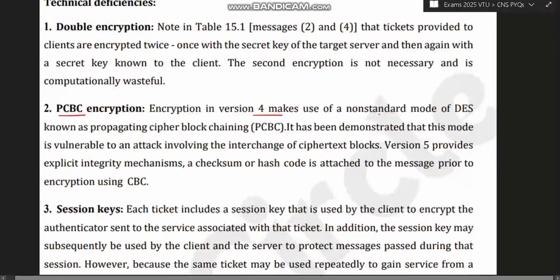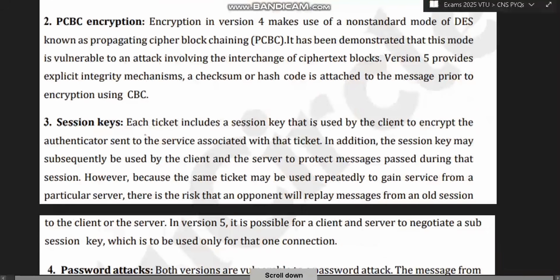PCBC encryption. Encryption in version 4 makes use of a non-standard mode of DES, which is not safe. Attacks can happen there. So in version 5, explicit integrity mechanisms are provided, and a checksum or hash code is attached to the message prior to encryption using CBC.